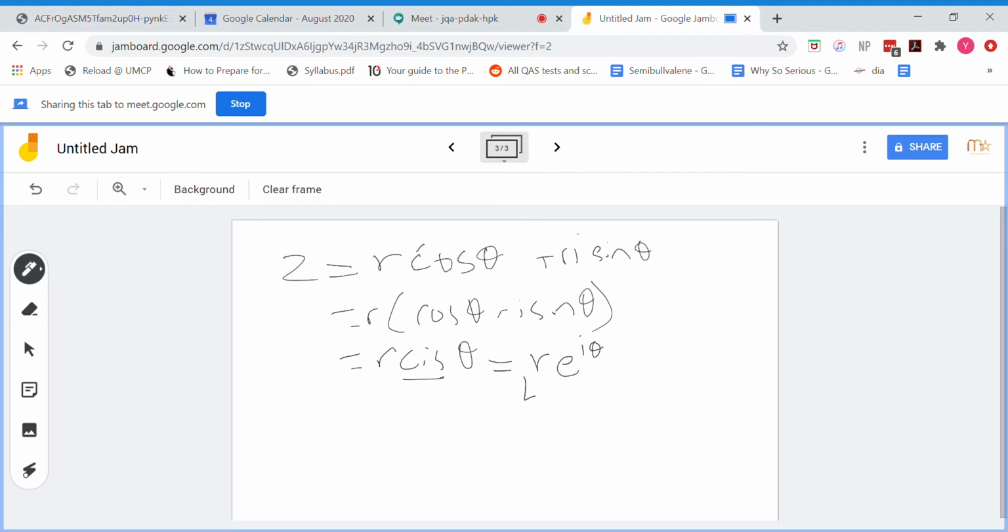Using this property, we find a number of interesting properties of z. Theta is called the argument, and r is the magnitude of z, because the magnitude of cis theta equals 1. The magnitude of z equals the magnitude of r cis theta, which is just r, because r is a real number. So the magnitude of z is equal to r. And then we find some interesting properties.